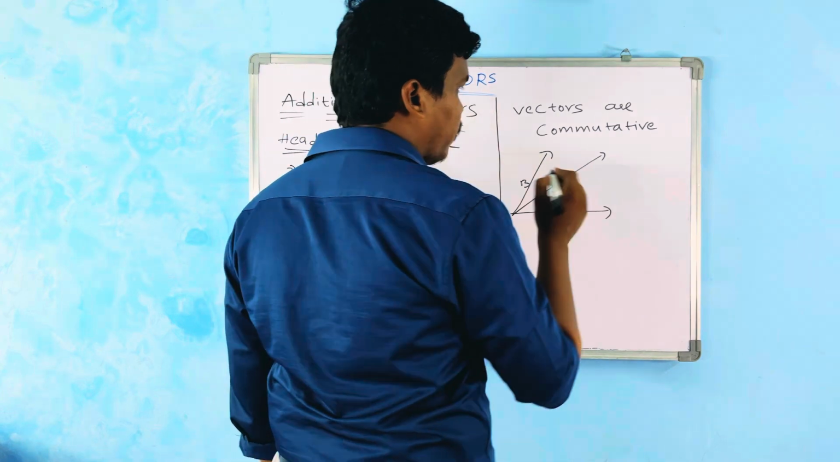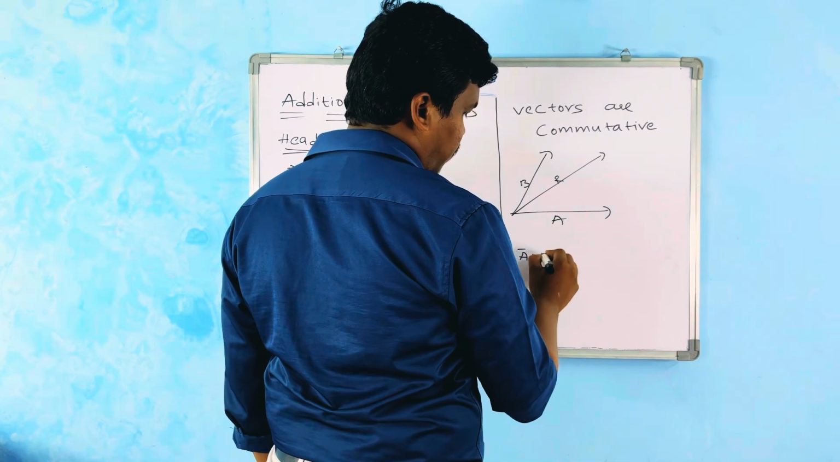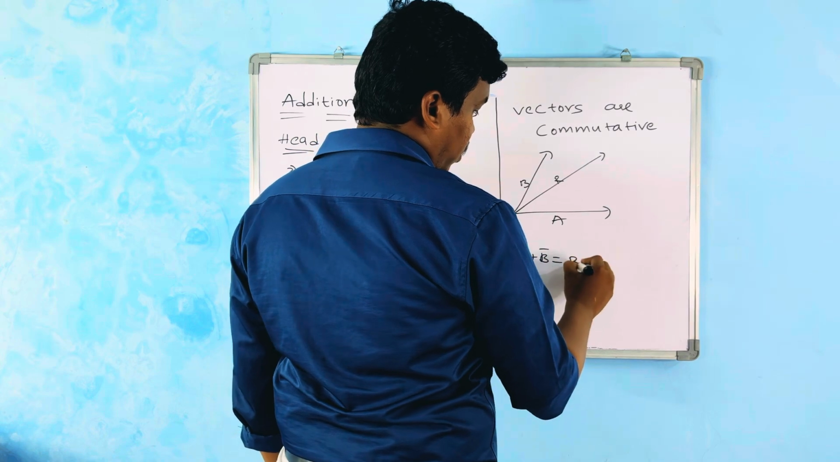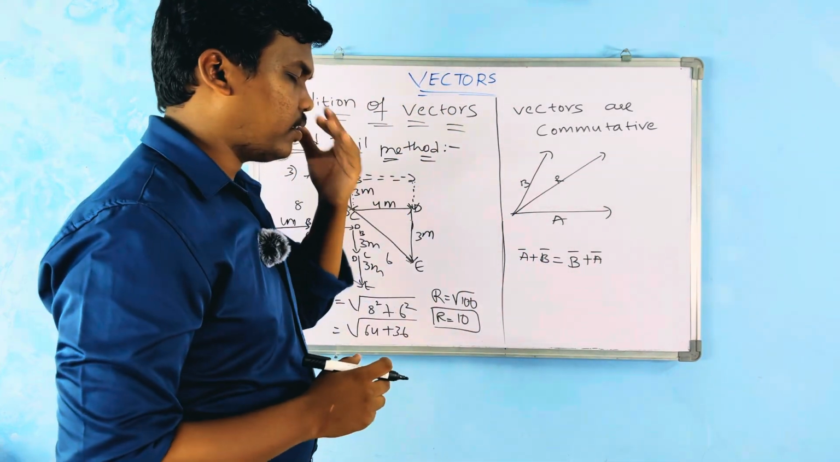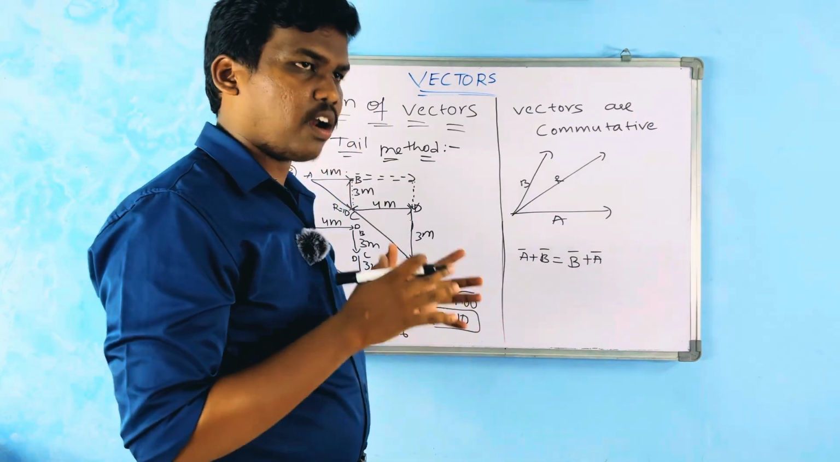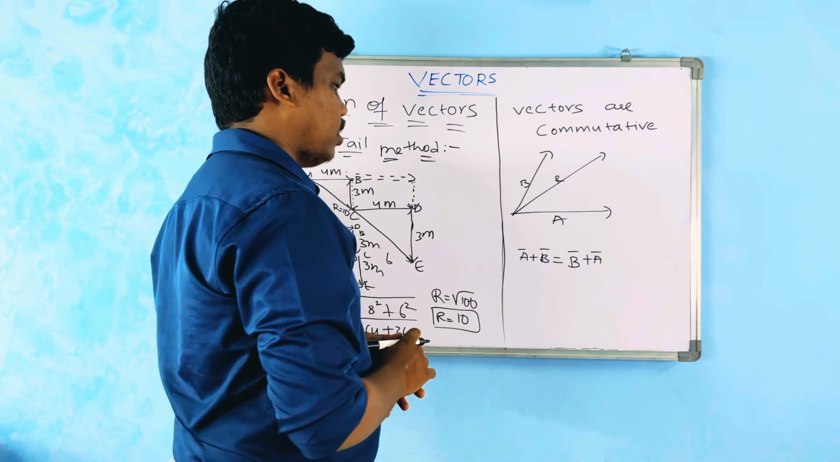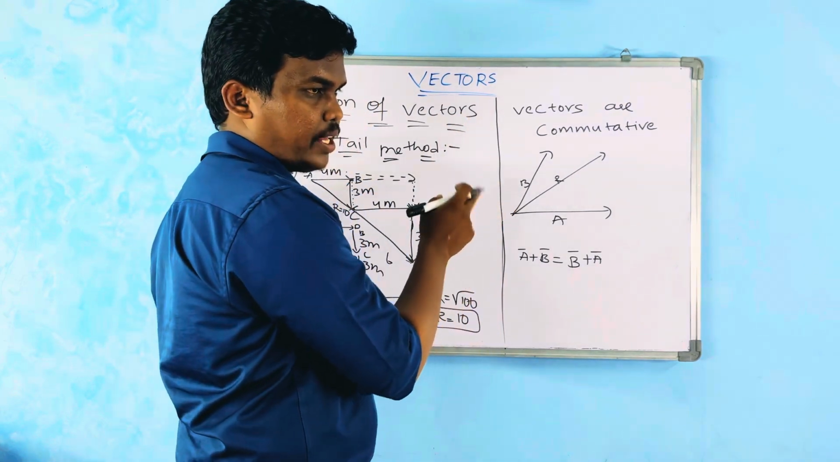What do you mean by commutative? The commutative property gives A bar plus B bar is equal to B bar plus A bar. Now we are going to see whether A bar plus B bar is equal to B bar plus A bar or not. Now see in this figure what is happening here.